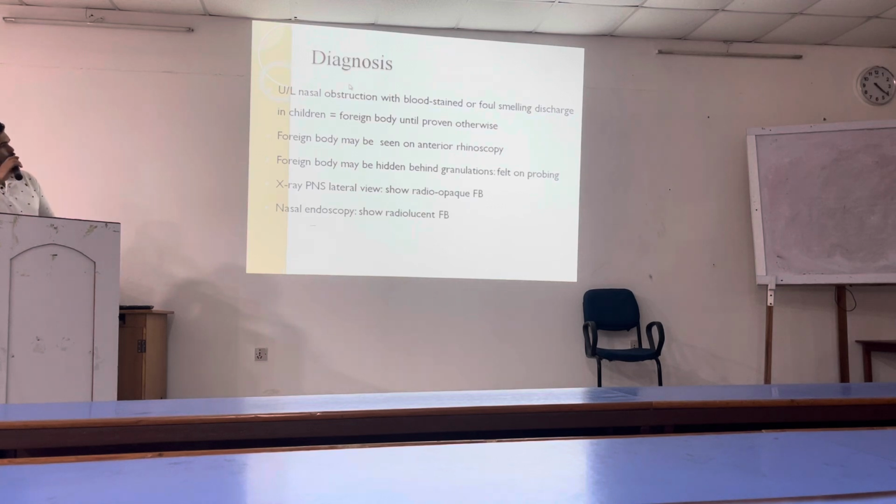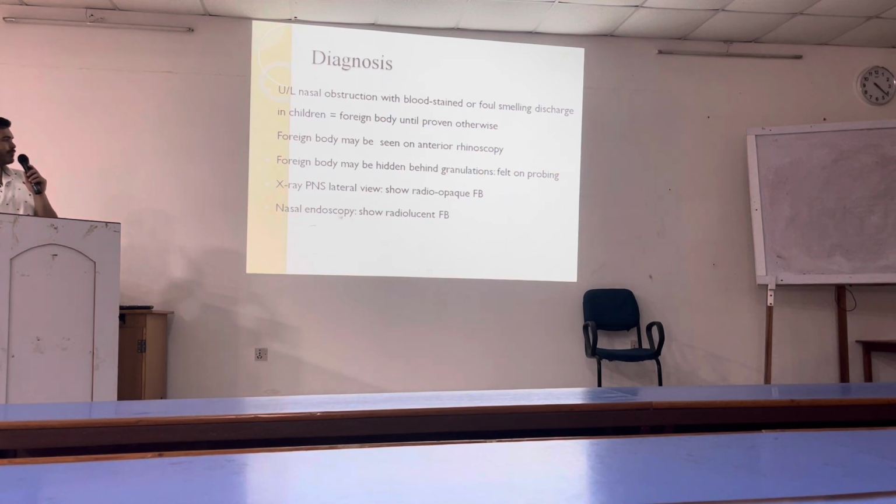Right? Foreign body may be seen on anterior rhinoscopy, or foreign body may be hidden behind granulations. It's felt on probing. As I already told you before in the slides, whenever there's a foreign body, there might be granulation formation. Because of the stages of the mucosa, there's excessive, sometimes there might be calcium deposition, stone deposition, which might actually lead to rhinolith. Okay, that means rhinolith. X-ray PNS lateral view shows radio-opaque foreign body.